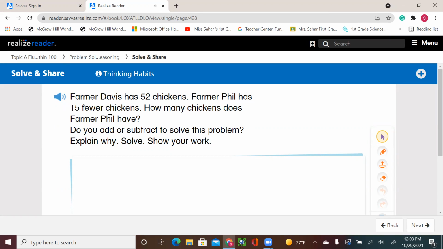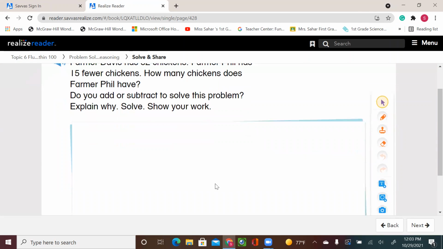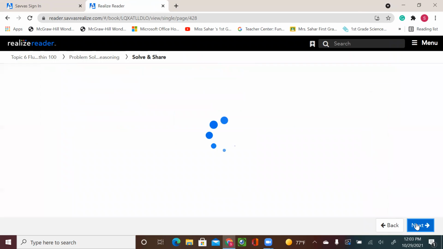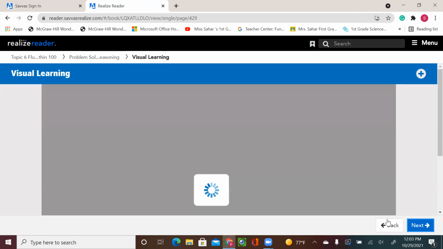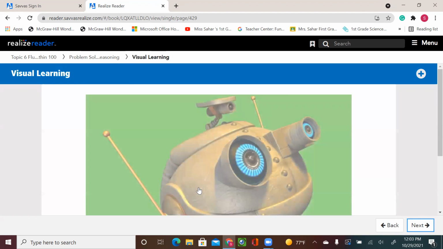All right. For this lesson, it's reasoning. So you have to find out what you need to know, what information we have, what information is missing. Do we need to add or subtract? So let's see what we have. Then we come back to this page.